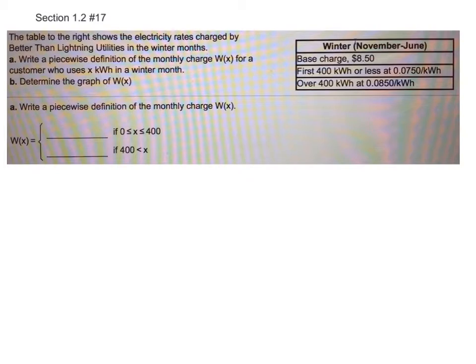So under 400 is not so bad, because really what you do is you pay that base fee of $8.50, and then you add to that the amount of money that it costs, so 0.075 times X, which would be the number of kilowatt hours that you would use in a specific month. So if you use under 400, this is how you calculate how much money you would owe the electricity company, and that's not too bad.